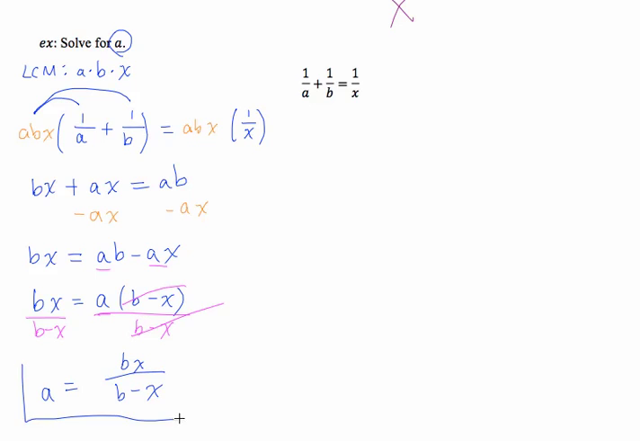And because this is not numerical, this is not going to really be possible to check, but it will work. If you plug that back in, it'll work. Okay, so there's how you solve for a variable. Get all the terms with that variable on one side, all the other terms without it on the other side, and then factor that variable out.